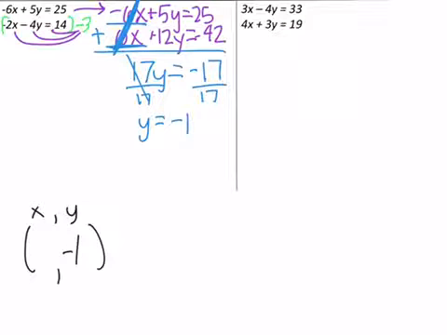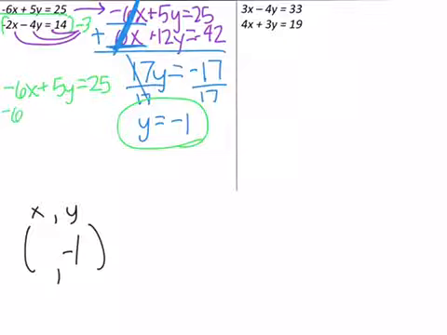So the next and last step, our step 4, is to substitute this answer into one of the equations to find out what x is. Well, I'm just going to plug it into the first equation. You can plug it into any equation. But I have -6x plus 5y equals 25. Now I'm going to put our substitution in. So -6x plus 5, and instead of y, we have a -1. So 5 times -1 equals 25.